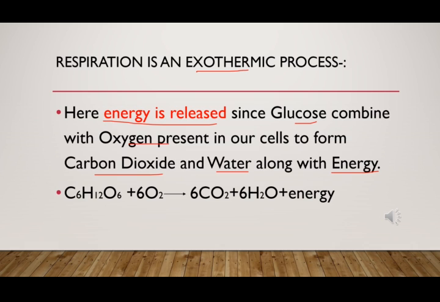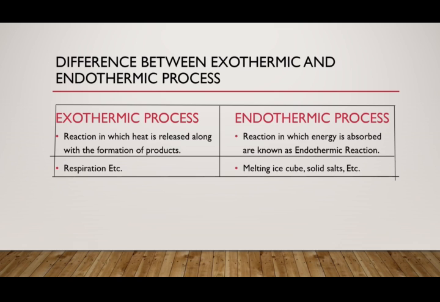Okay, now we'll be understanding the difference between the exothermic and endothermic process. So here, if you talk about exothermic, we have seen that heat is released along with the formation of product, right? For example, respiration itself is an exothermic process. The second one is endothermic process. Here what happens is the reaction in which energy is absorbed, whereas in exothermic, energy or heat is released, right? The example of endothermic process is nothing but the melting of ice cubes, solid salt, etc.